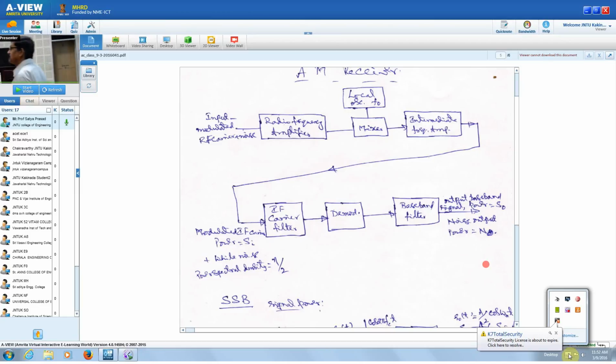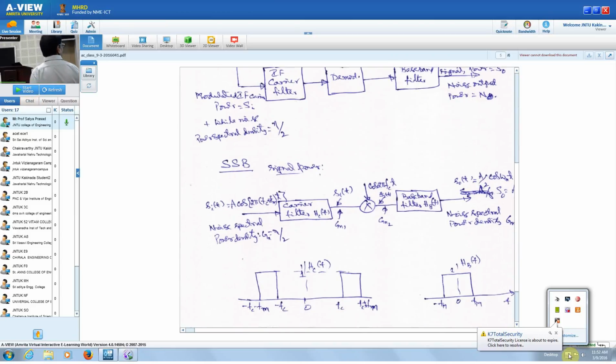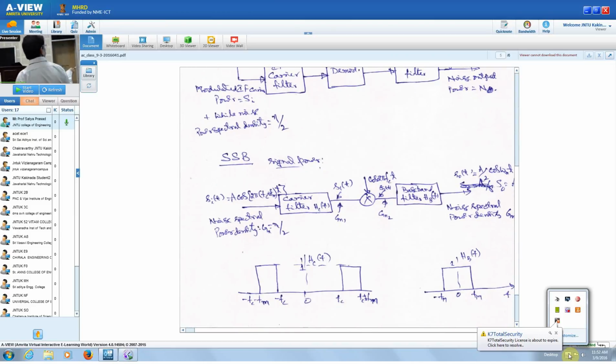So we will calculate the signal power and the noise power and then compare the signal to noise ratio, the value that we are going to have for the SSB system. For the SSB system, we will calculate the signal power that is required, and then we will calculate the noise power.